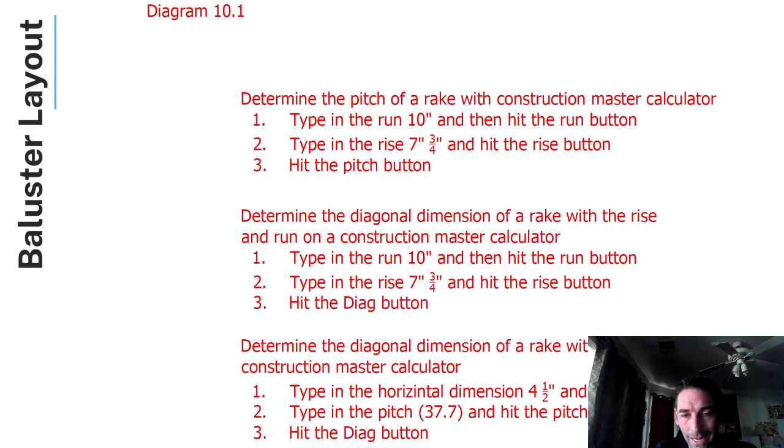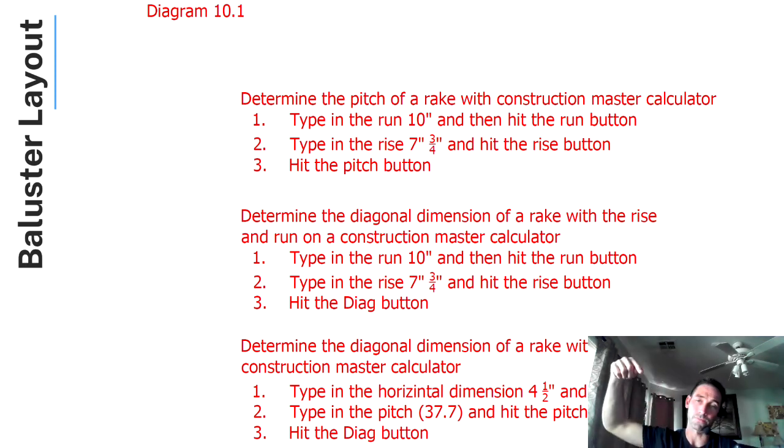Okay, so the next feature we're looking at is to determine the diagonal dimension of a rake with a pitch on the Construction Master calculator. So now we know the pitch is 37.7. Okay, if we were doing a wrought iron, a 1/2 inch metal baluster, we know our max space would be 4.5 inches, but that's 4.5 inches measured vertically, not horizontally. We want to know what is this dimension not horizontally, but on a pitch. So Construction Master will do that.